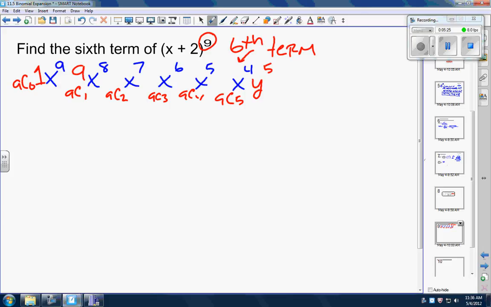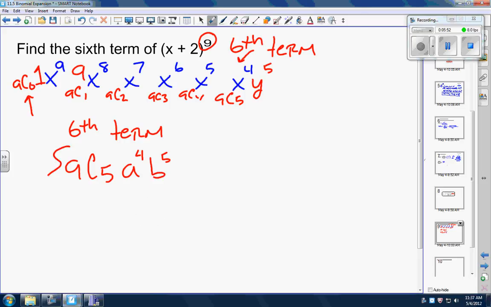Okay, so we're always one off. The sixth term isn't going to be choose 6, because we had to start with that choose 0. So the sixth term is 9 choose 5. You can write it like that, or how the book does with the parentheses. I'll call it an A to the 4th and a B to the 5th. So there's my skeleton that I'm going to work with.